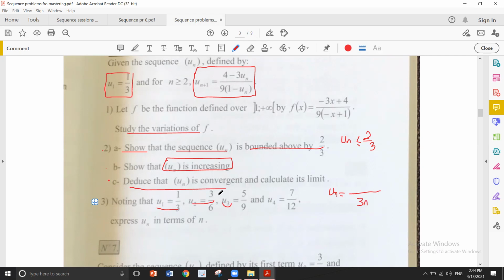Above, we notice the numerators 1, 3, 5, 7. The difference is 2, so it involves 2 times n. Why is that, teacher? For example, if n is 1, 2 times 1 is 2, minus 1 is 1. If n is 2, 2 times 2 is 4, minus 1 is 3. If n is 3, 2 times 3 is 6, minus 1 is 5. If n is 4, 2 times 4 is 8, minus 1 gives 7.